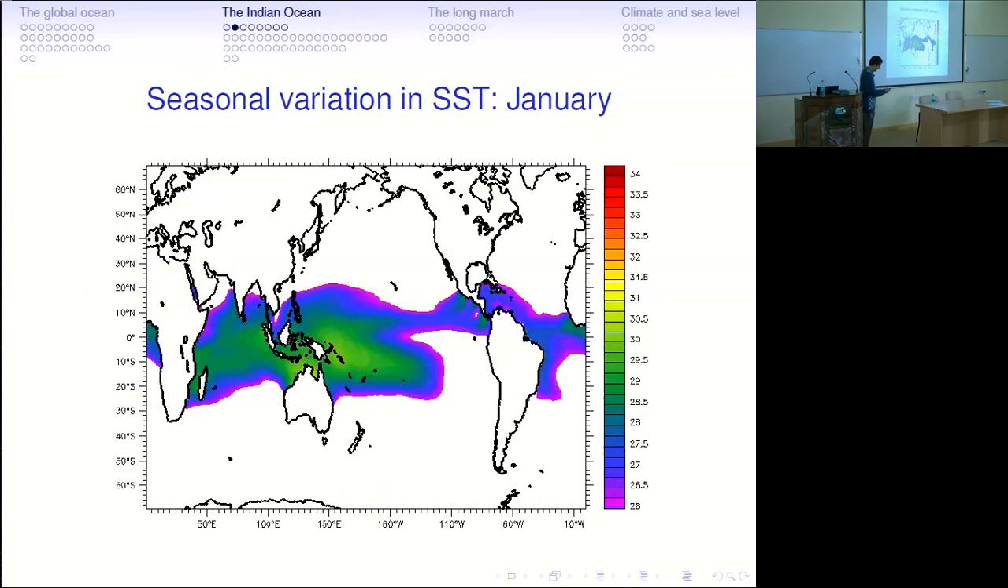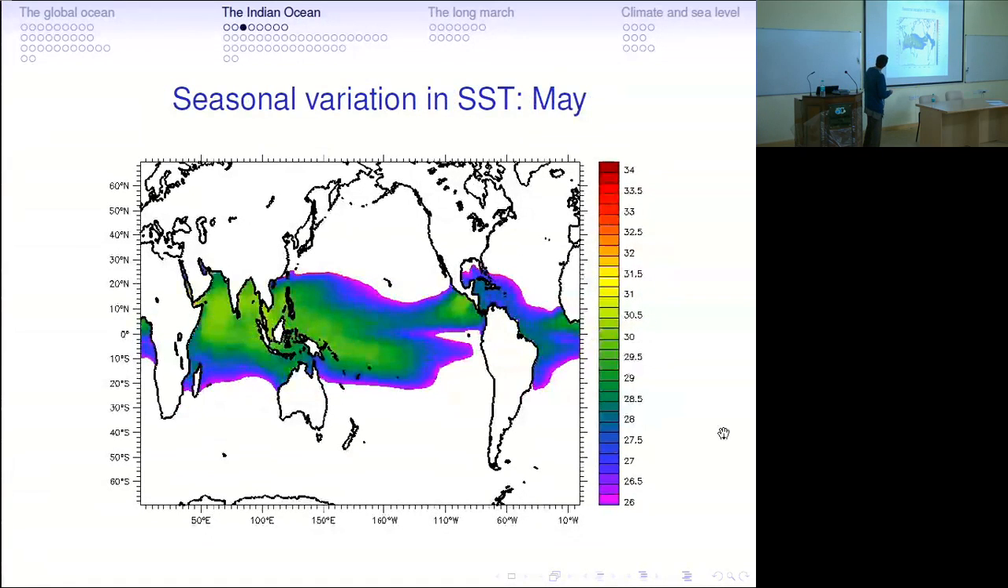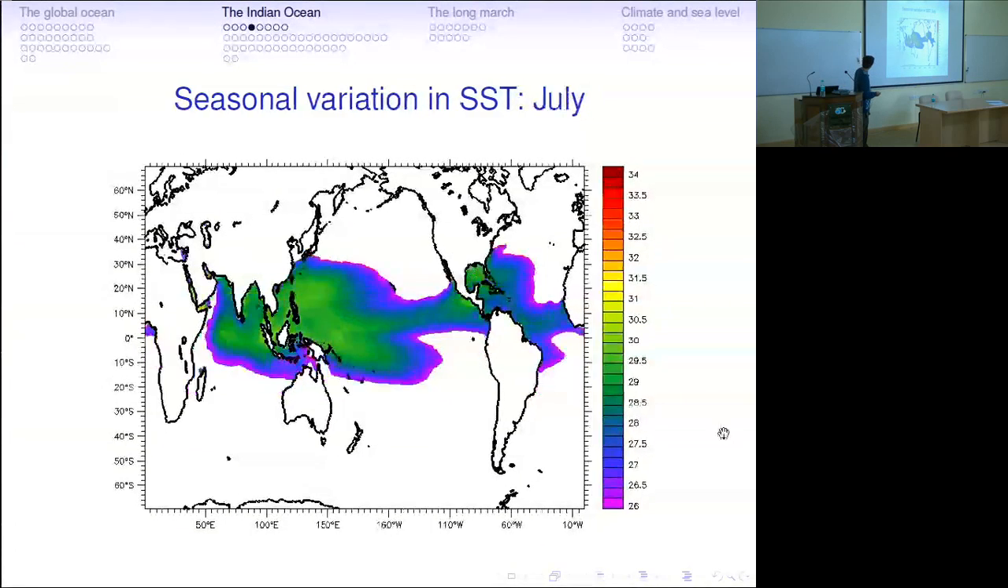This is the seasonal variation in sea surface temperature. This is January, when the sun is farthest south. In May, when it has crossed the equator, it is moving towards its northern limit that comes on the 21st of June, and this is in July. You see two things here. One, the band of warm sea surface temperature moves farther north in the Indian Ocean than it does anywhere else. The other thing to note is the asymmetry. The western part of the Indian Ocean is cooler than the eastern part.